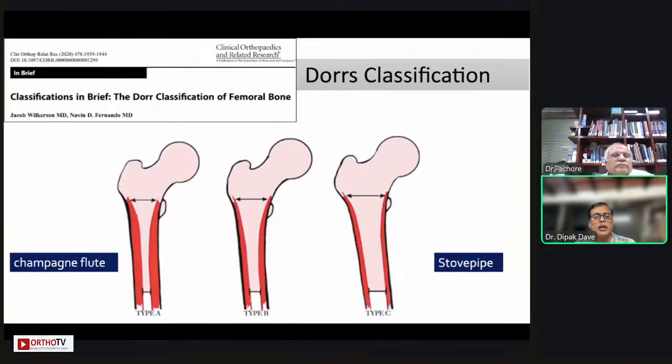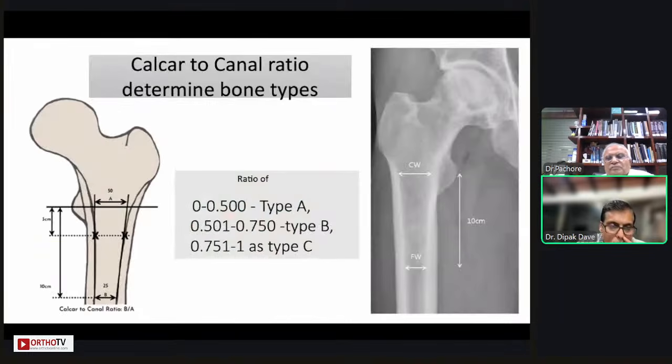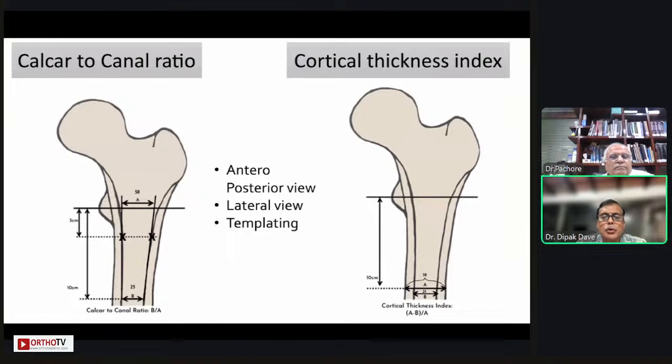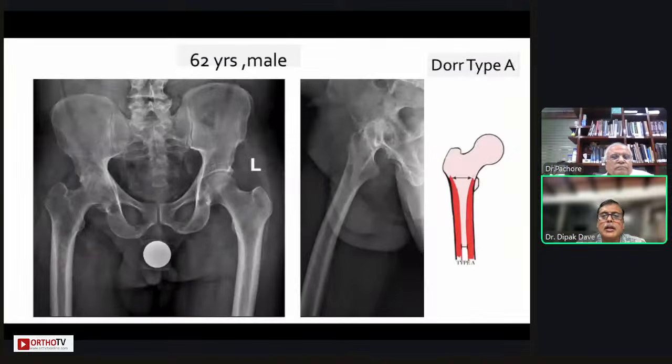Based on this knowledge, let me take you through some examples. This Dorr classification is very helpful to give you an idea of what exactly we are dealing with, what kind of bone. You might already know this classification. Dorr type A is called a champagne flute, Dorr type B, and then Dorr type C is a stovepipe. So based on this, let us see some examples. Also, we have to measure the calcar to canal ratio to determine the bone types. You have to measure it in both the AP and lateral views.